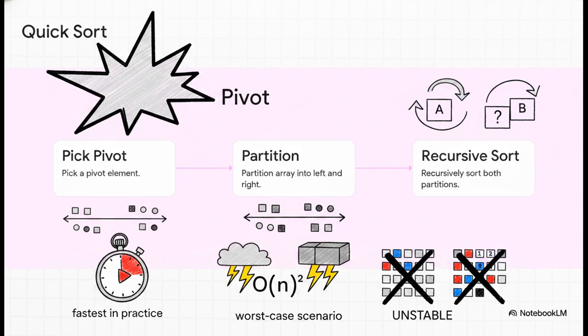Quicksort is a general-purpose powerhouse that the cheat sheet calls the fastest in practice. But beware, if you pick a bad pivot, its worst-case scenario degrades into an absolute nightmare, O of n squared. Also, while it is in place, it's not stable.